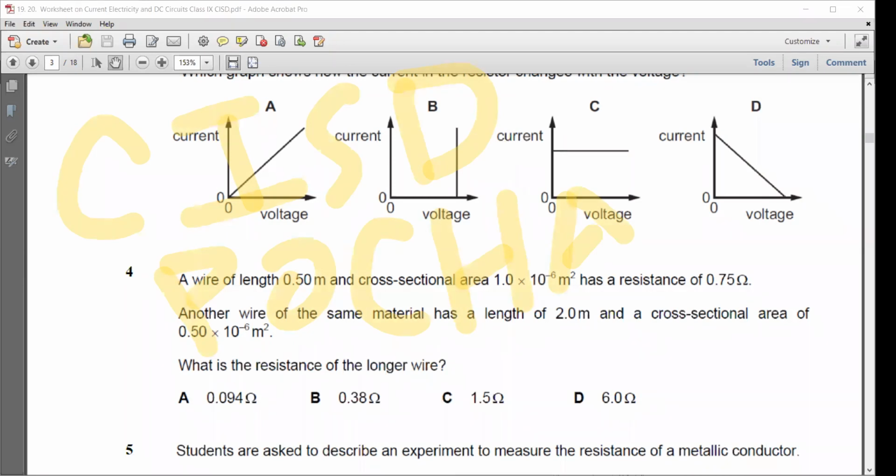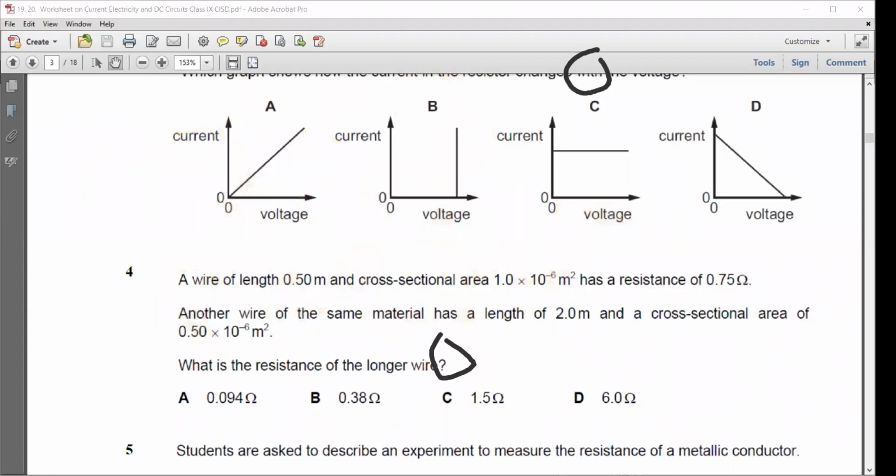This can be written in two ways: R is proportional to L, or R is inversely proportional to A. We discussed it here in the notes. Look, here we have the discussion.